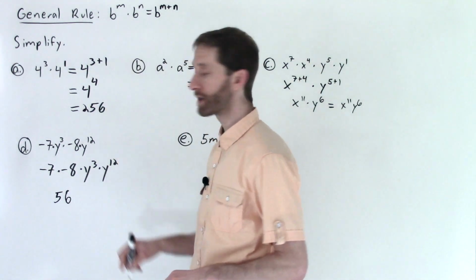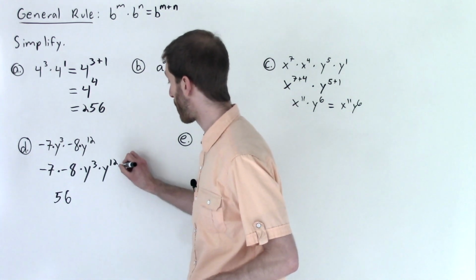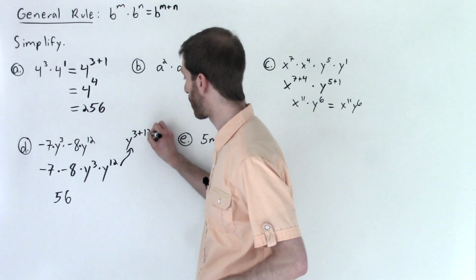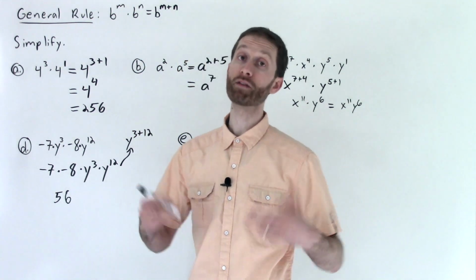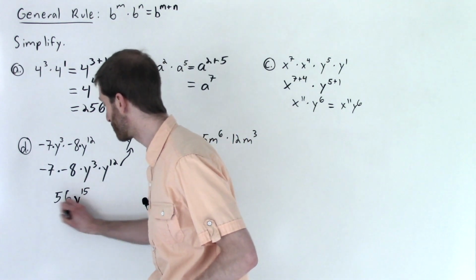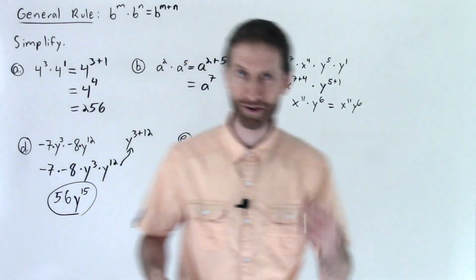And then y cubed times y to the 12th. In my head, I'm doing y to the 3 plus 12. So I'll kind of put that off here. This is what's going on in my brain, right here. And y to the 3 plus 12 is y to the 15. And that, my friends, is your answer. I don't know why I circled that one, but not the others, but I did. So anyway, here we go.